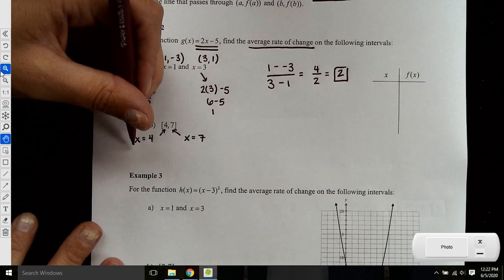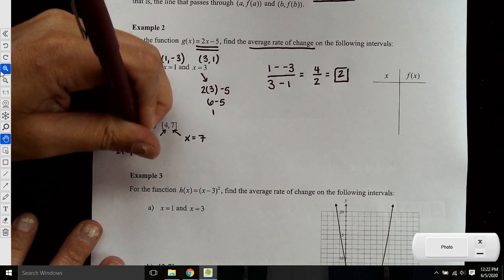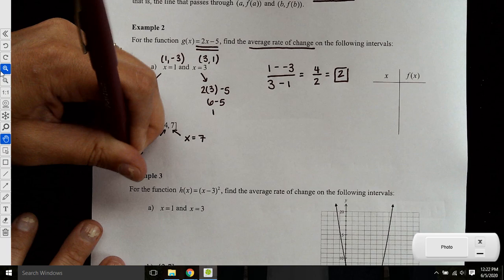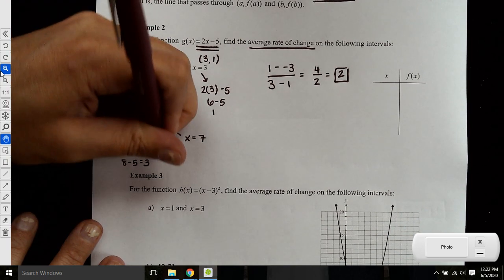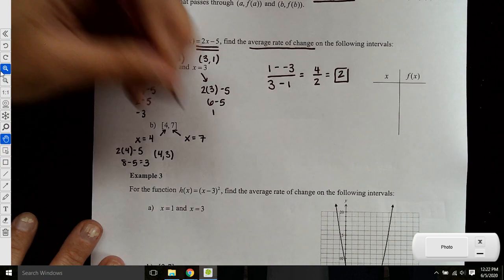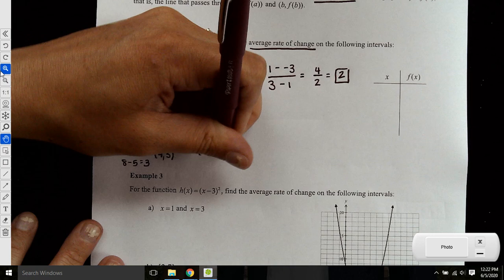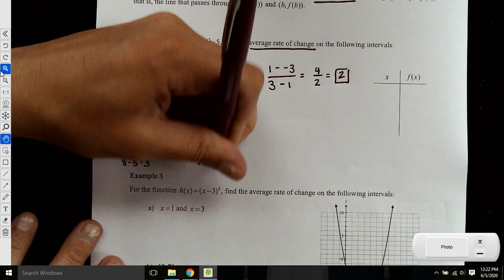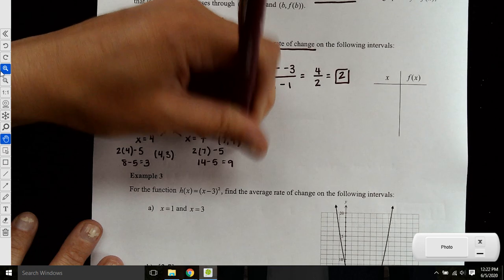So if I have x equals 4, same function, 2 times 4 minus 5, that's 8 minus 5 is 3. So that point is 4 comma 3. At x equals 7, 2 times 7 minus 5, 14 minus 5, so that gives me 9. So I've got 7 comma 9.